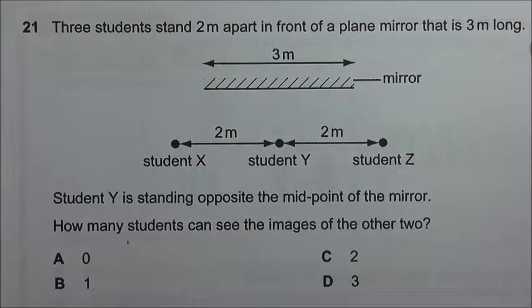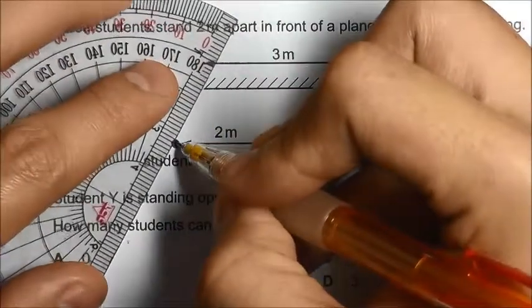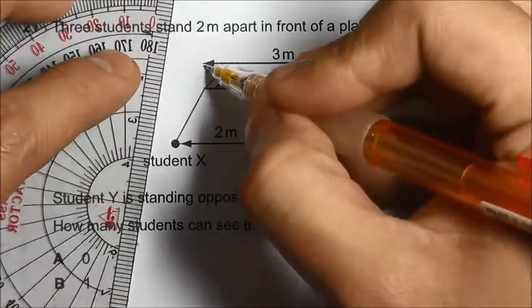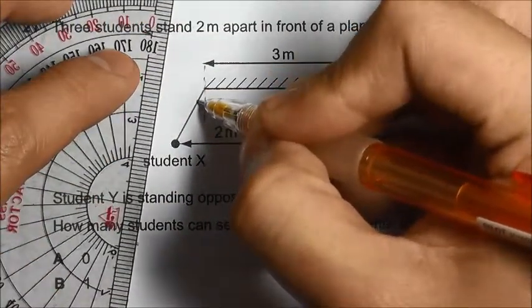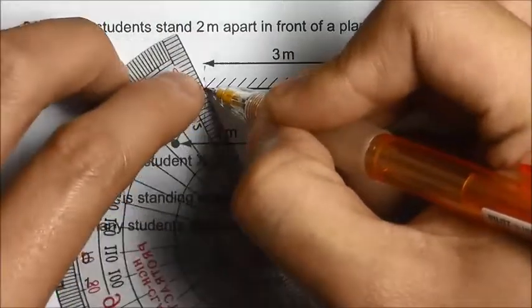Okay, to find out how many students can see the images of the other two, we have to determine the range of vision of each student. So what I have to do is draw a line to one end of the mirror, and then make sure that this angle is equal to this angle, and we draw this line.